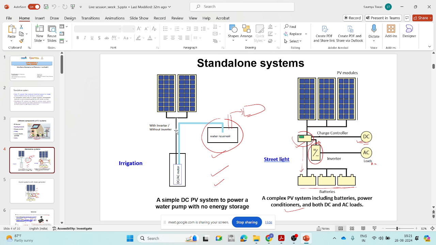The power generated can be directly utilized to drive your purpose, or you can store it in batteries, and when your load requirement is there, whether it is a DC or AC load, with the help of the inverter and charge controller system, you can get your power requirement using these batteries.